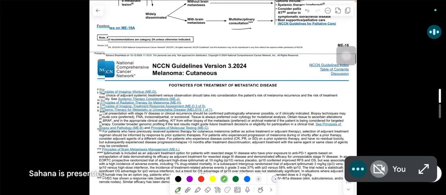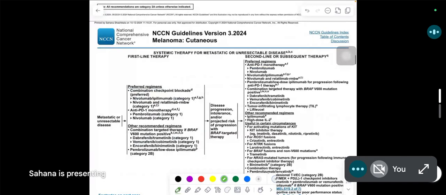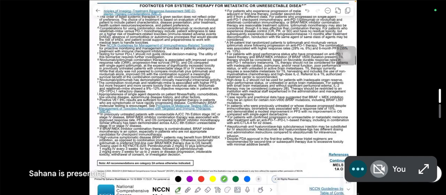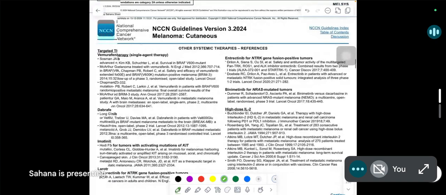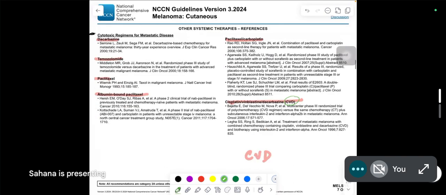And in advanced stages, that is stage 3 and stage 4, there is a role for MRI brain that you have to include in your workup. Then coming to some of the chemo regimens that can be used in metastatic setting. If the patient is not affordable, you can challenge them with dacarbazine, temozolomide, paclitaxel, albumin-bound paclitaxel, paclicarbo, CVD regimen: cisplatin, vinblastine, and dacarbazine.